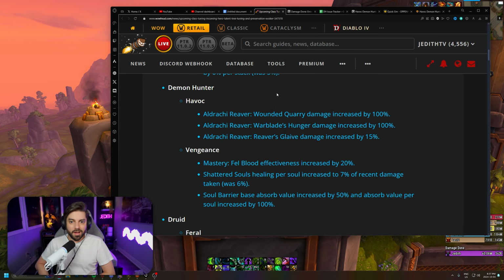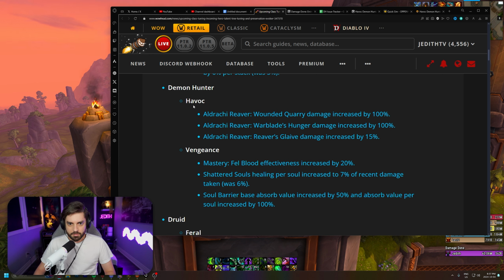Okay, so we got some surprise tuning to Havoc Demon Hunter, and I'm sure you're all dying to know whether or not these changes affect the hero talent tree that we're going to be playing in Raid and Mythic Plus, so we're going to read through them, and we have a few things particularly important to look at in terms of how these changes will actually affect you and your gameplay.